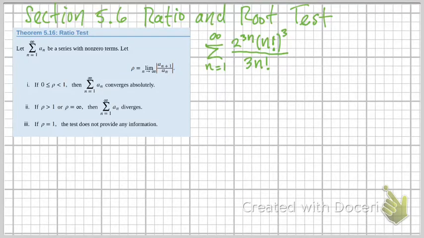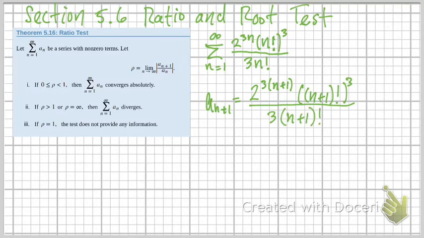So we're going to do one more by the ratio test. So here we go with this series here. Looks crazy. So let's just look at a sub n plus 1. So this is going to be 2 to the 3(n+1), times (n+1) factorial cubed, all over (3(n+1)) factorial.